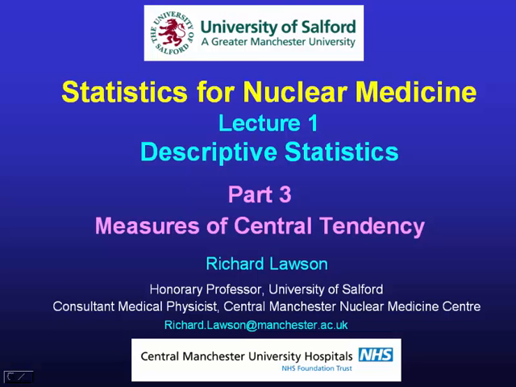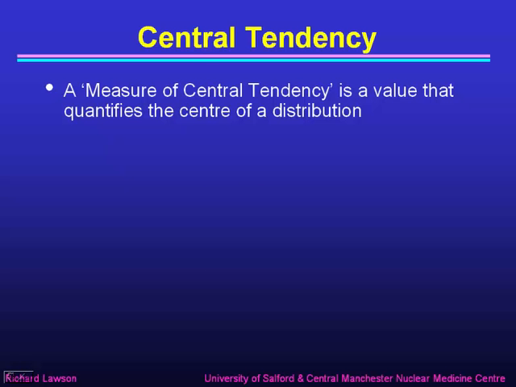This is the third part of my lecture on descriptive statistics, in which I'm going to talk about measures of central tendency. Central tendency is a bit of a mouthful, but a measure of central tendency is just a rather complicated way of saying that it's a value that quantifies the centre of a distribution.